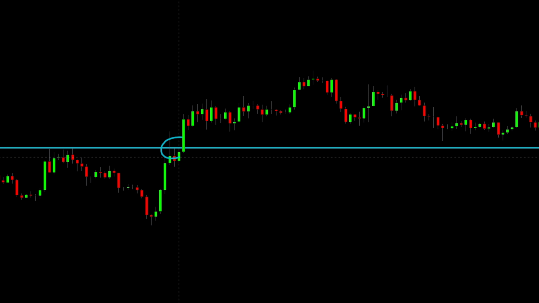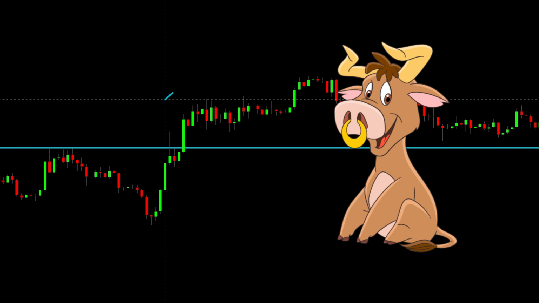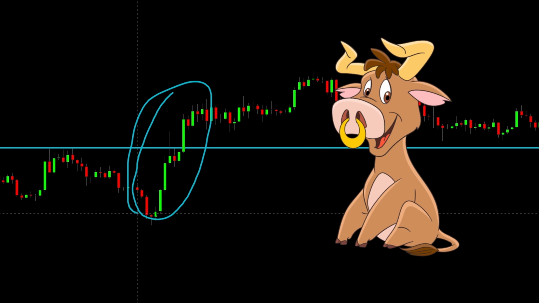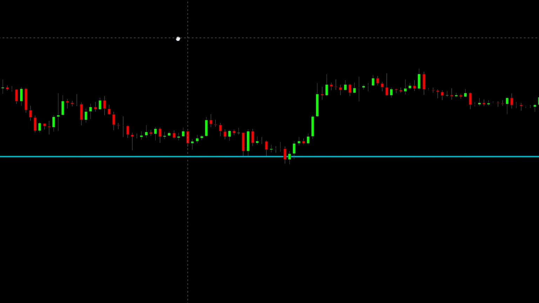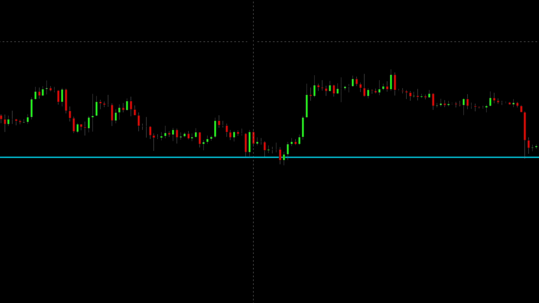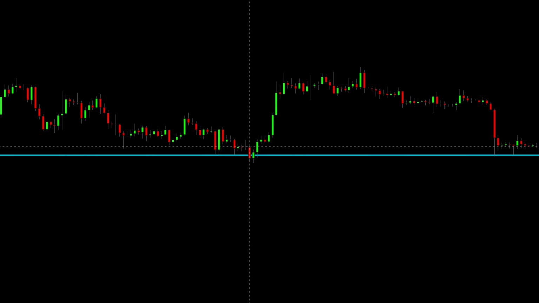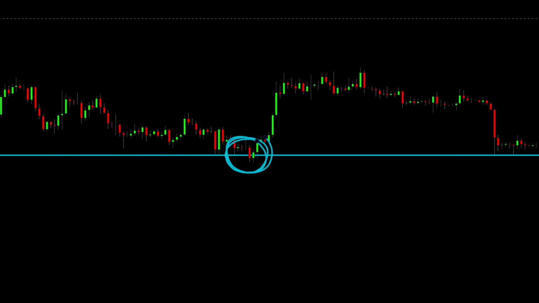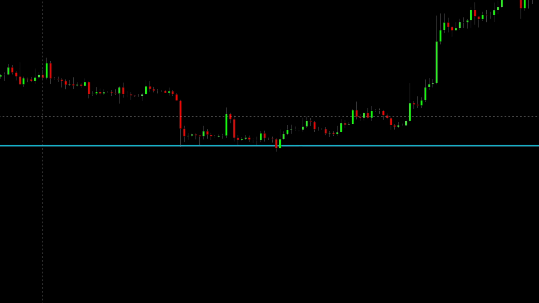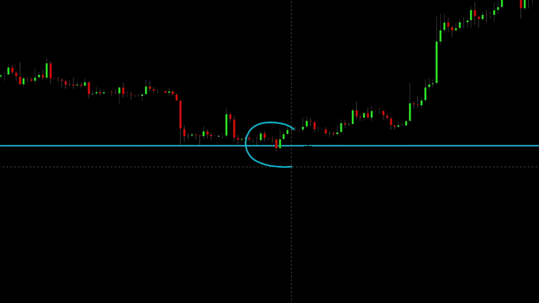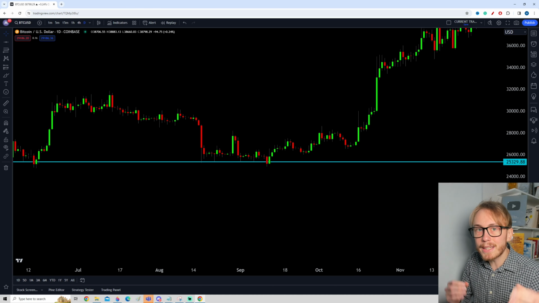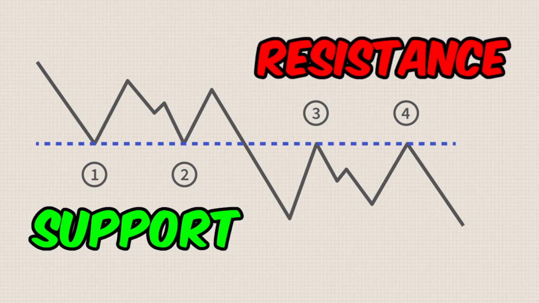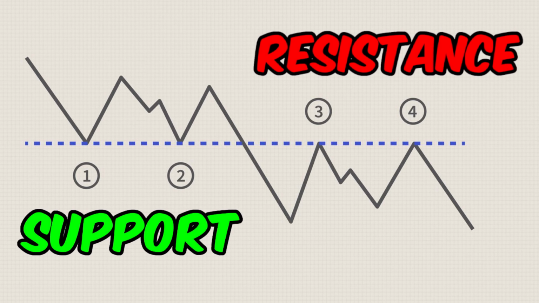Later on, after a small reaction right here, the bulls managed to push the price above the resistance. And the interesting thing is that if we look even more to the left here, you can see that this previous resistance flipped to become support, right? Looking even more to the left here, we can see that this exact level acted as support once again. So you probably get the point by now. Previous support can flip to become resistance.